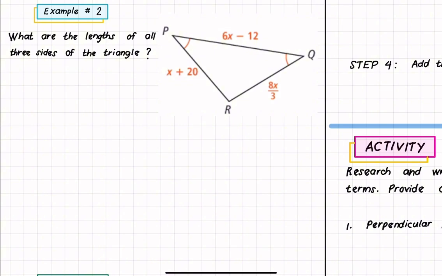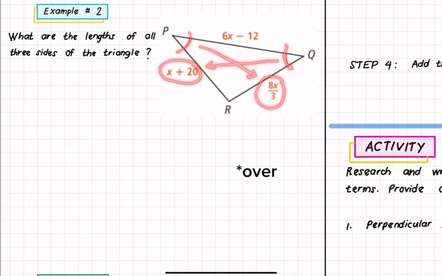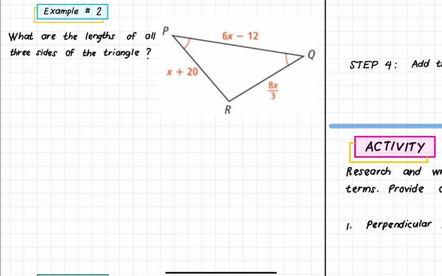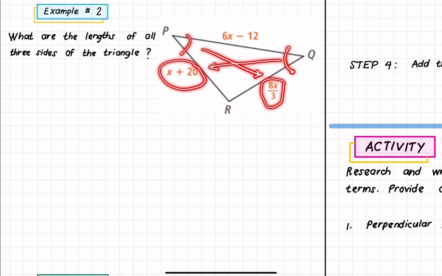As you can see here, class, applying the isosceles triangle theorem, we have arc marks here. It means that angle P and angle Q are congruent. If angle P and angle Q are congruent, it means the sides opposite those angles are also congruent. And what are those sides? We have x plus 20 and 8x over 3. Again, based on the figure, angle P and angle Q are congruent, which means the sides opposite those angles are also congruent, which are x plus 20 and 8x over 3.